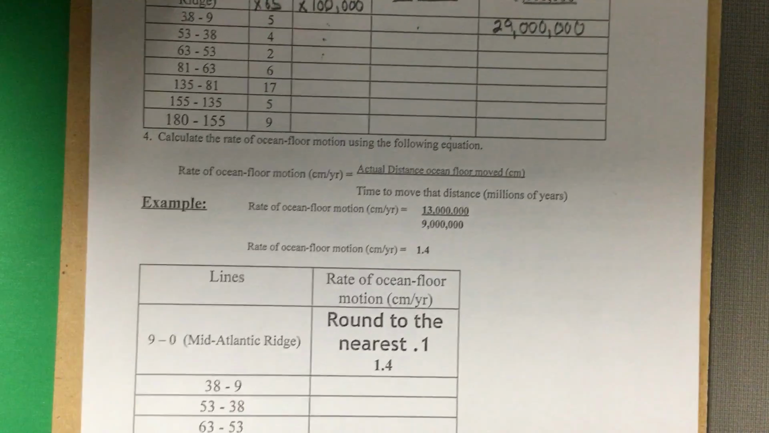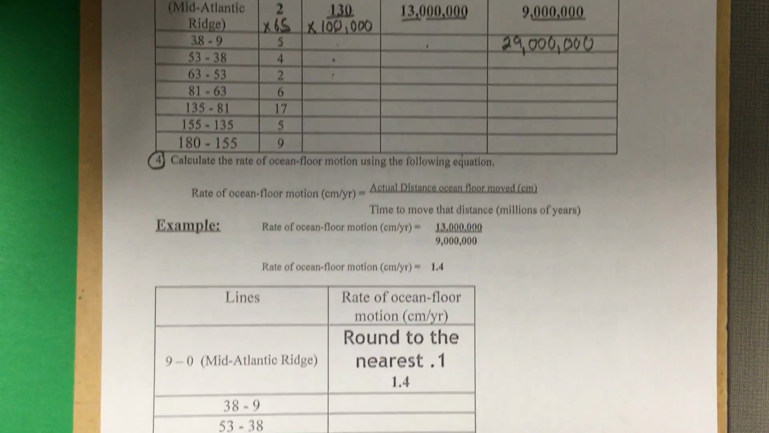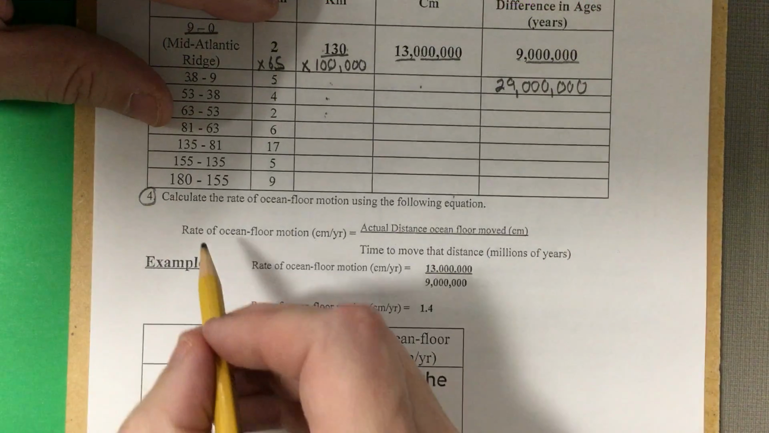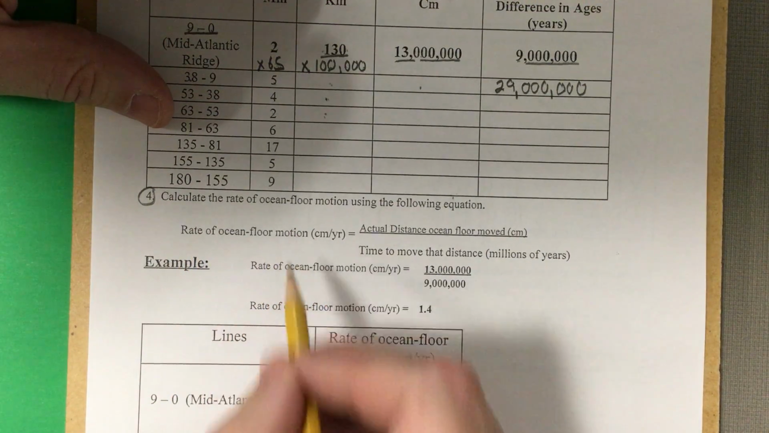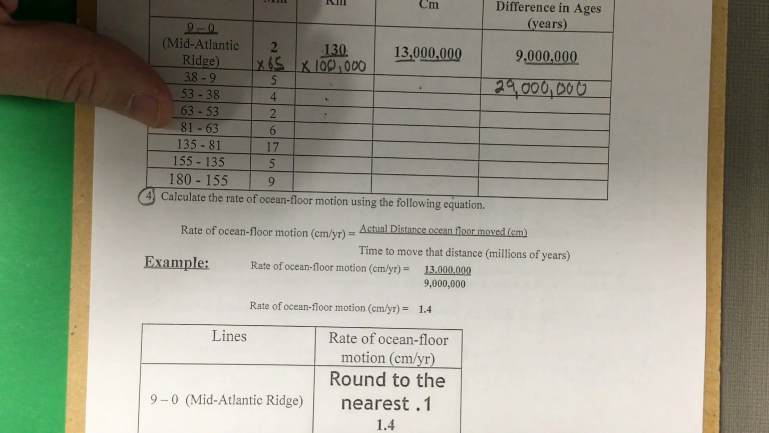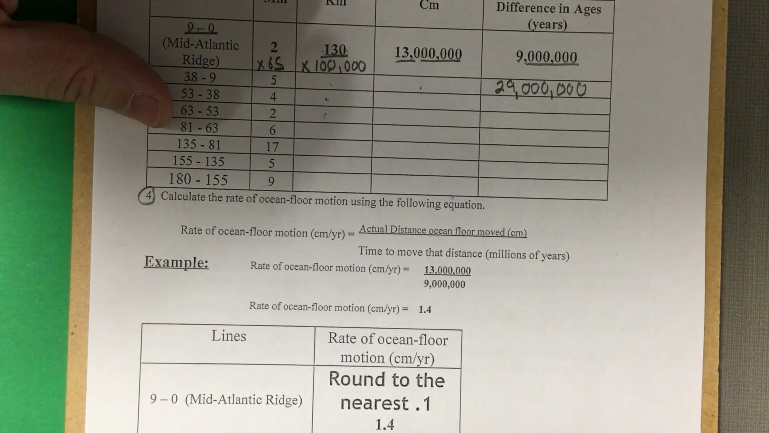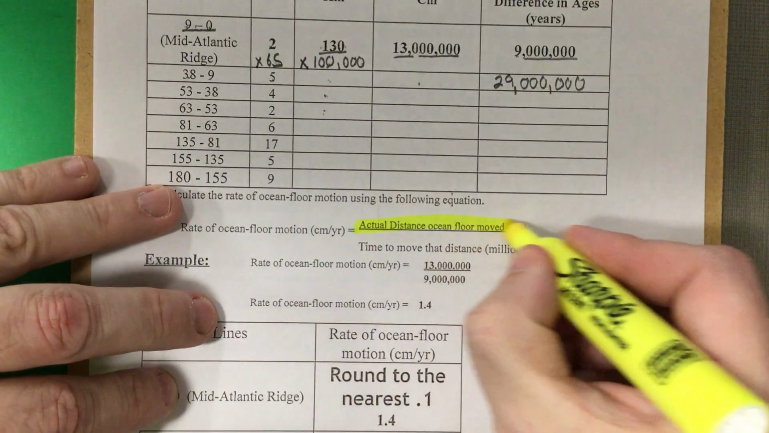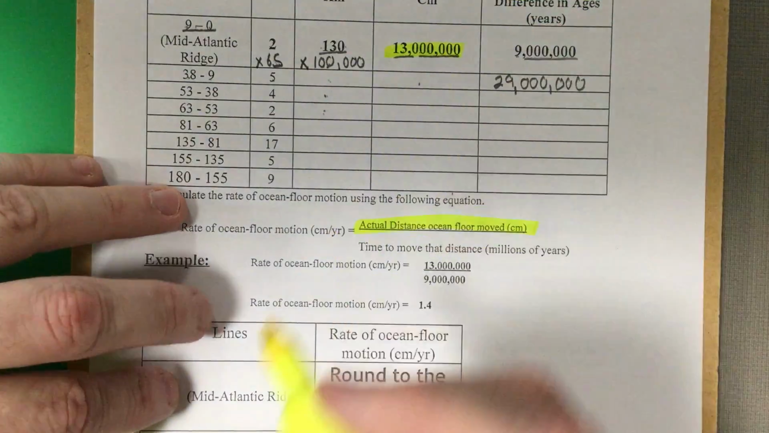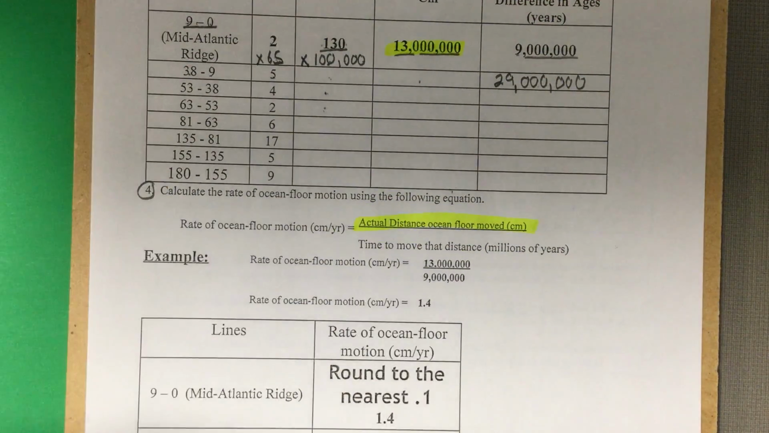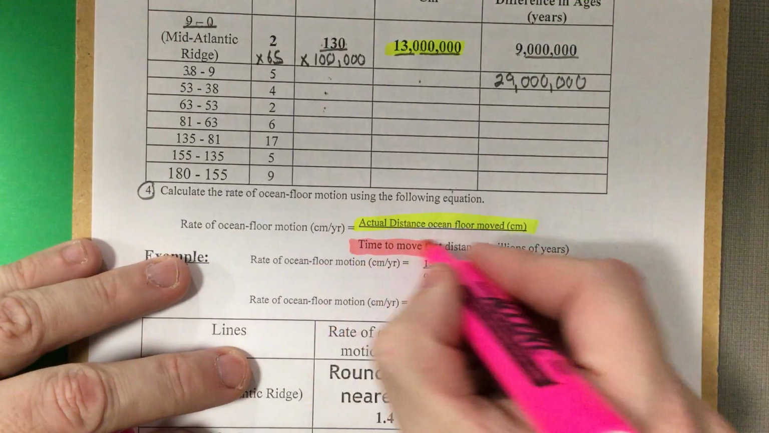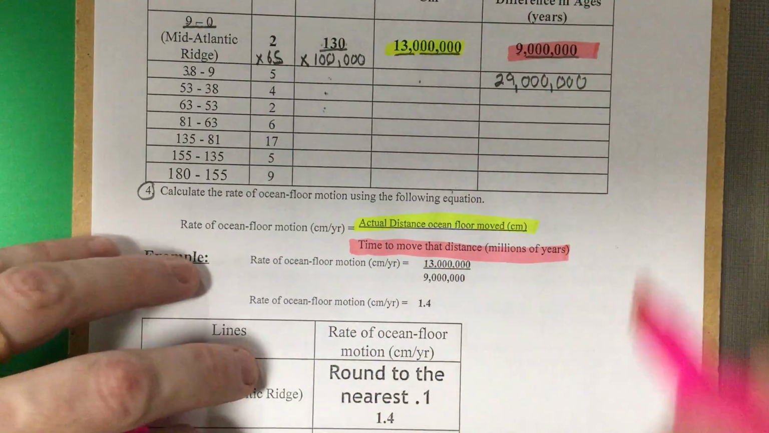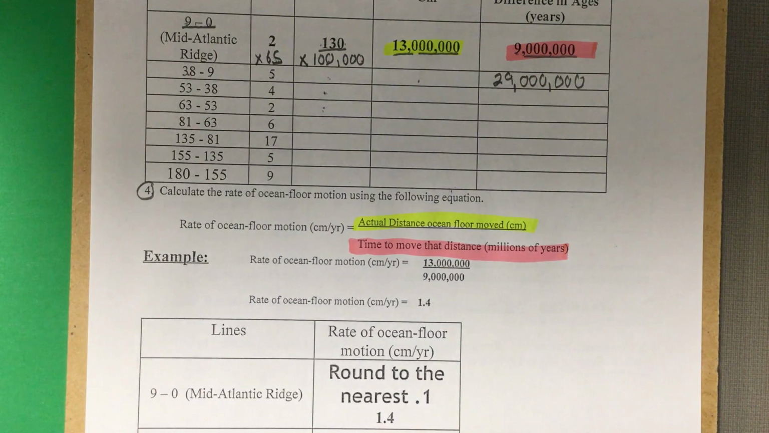So now we're to the last set of procedures, number 4 right here. Here's the equation. Rate of ocean floor motion, that's what we're going to find down here. Now we're going to start to see how fast it was moving. We're going to learn that it actually moved at different speeds throughout time, and we're ultimately going to find the average. To do that, you use this equation here. The actual distance the ocean floor moved in centimeters, which is this number right here, we're simply going to divide that by the age right there.